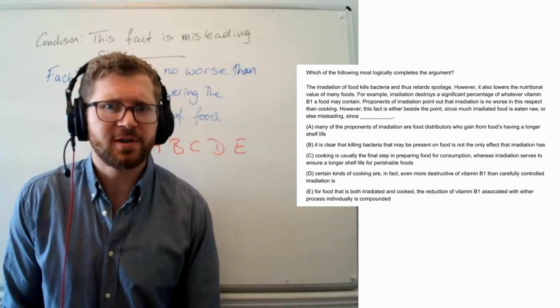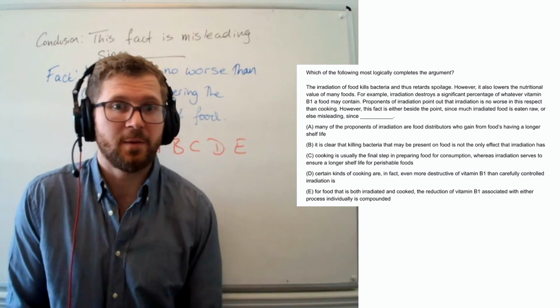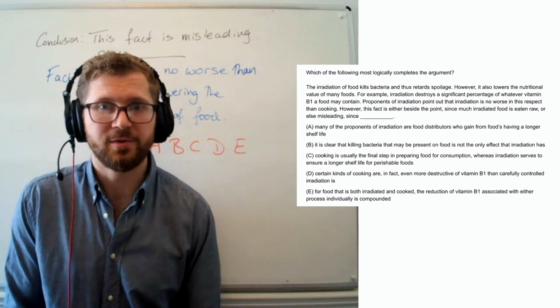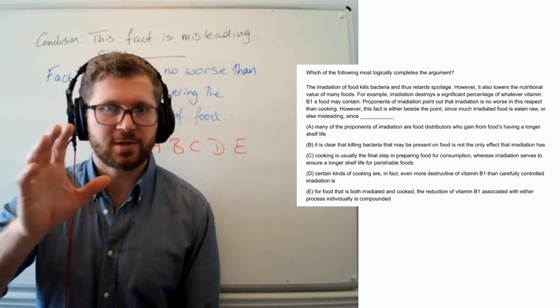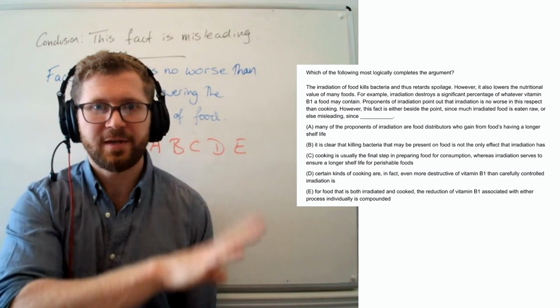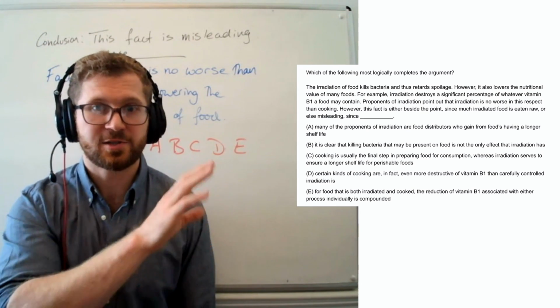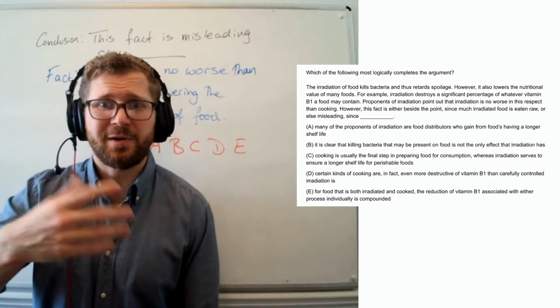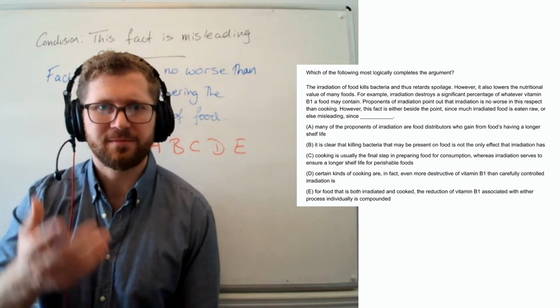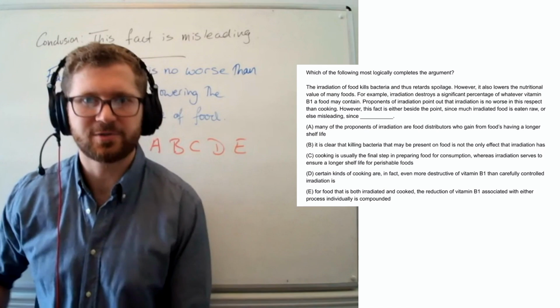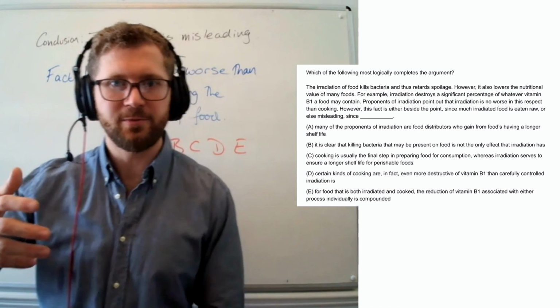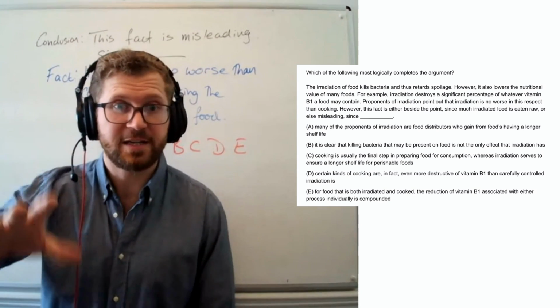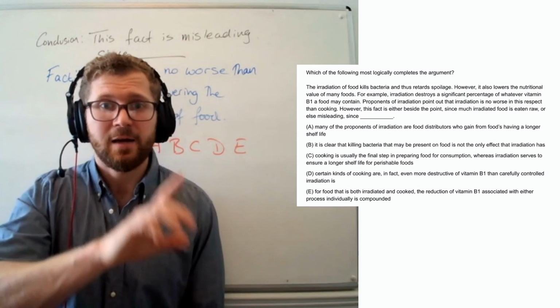So here we've got an argument from someone who appears to be against the irradiation of food. We're given the background scenario in the beginning. Irradiation of food kills bacteria and thus slows down the spoilage of the food, but it also lowers the nutritional value of many foods. Okay, we're given an example. Irradiation destroys a significant percentage of whatever vitamin B1 a food may contain. Fine. So irradiation lowers the nutritional value of food, but then we get the point.